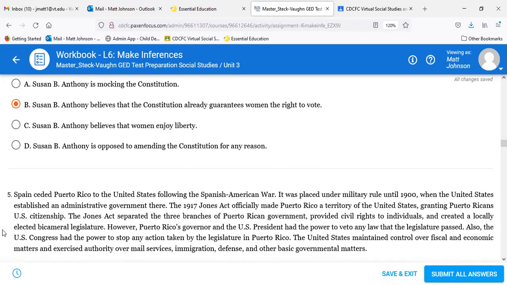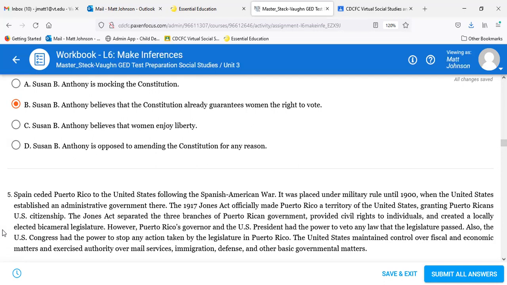Spain ceded Puerto Rico to the United States following the Spanish-American War, which we talked a little bit about yesterday. It was placed under military rule until 1900, when the United States established an administrative government there. The 1917 Jones Act officially made Puerto Rico a territory of the United States, which of course it is still today, granting Puerto Ricans U.S. citizenship. The Jones Act separated the three branches of Puerto Rican government, provided civil rights to individuals, and created a locally elected bicameral legislature.